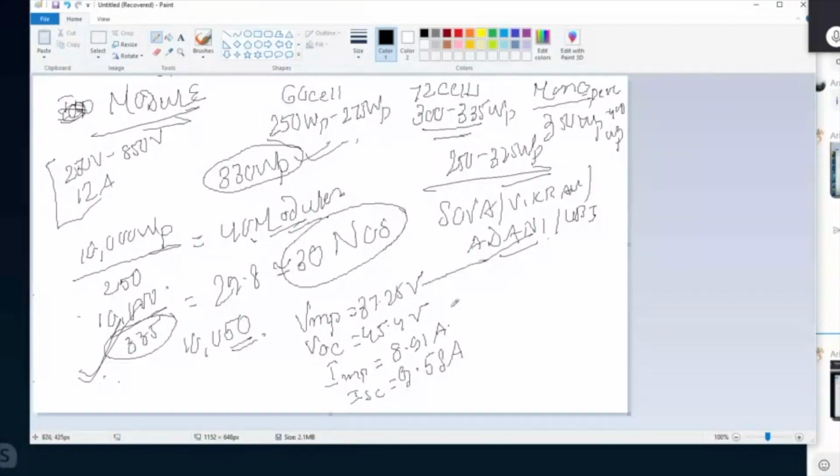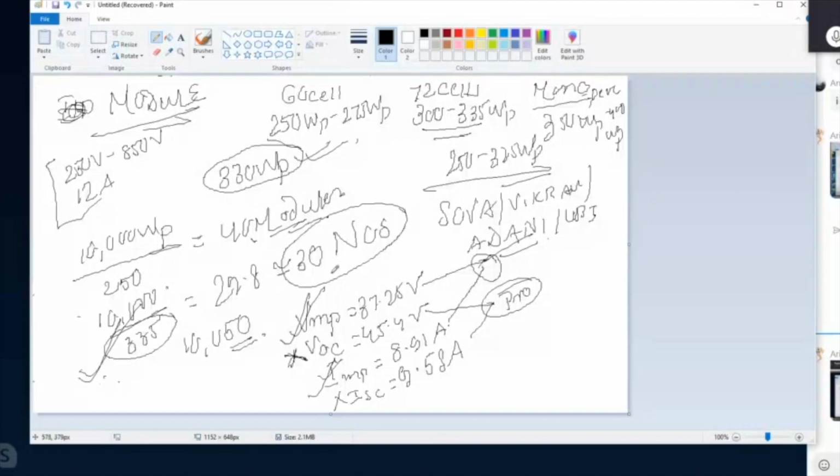So now our output would depend on these two parameters. That is, our output would depend on VMP and IMP, because the power is basically the multiplication of VMP and IMP. On the other hand, I am putting the cross marks on VOC and ISC. We would require these for designing our protection system. For designing our protection system, we require VOC and ISC, right?